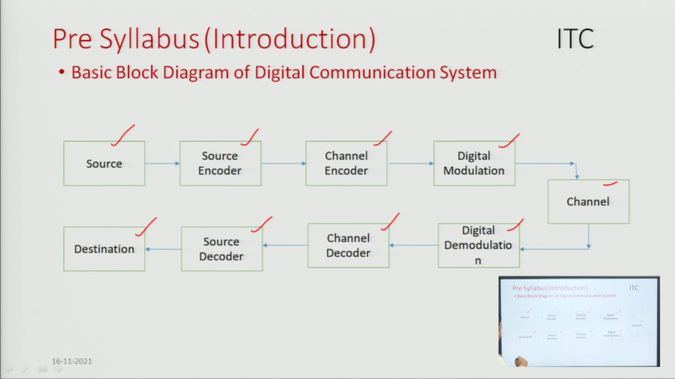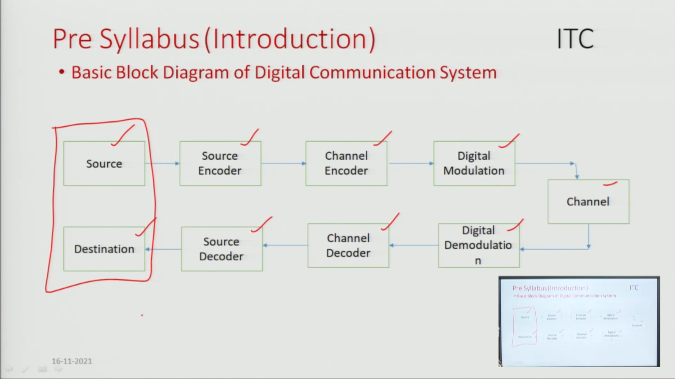We can group these blocks. Whatever information the source emits to the next block, that information will be received at the destination block. So we can group the source and destination. Whatever information, analog or digital, is passed to the next block, that same information will come back from the second last block, the source decoder, to the destination.